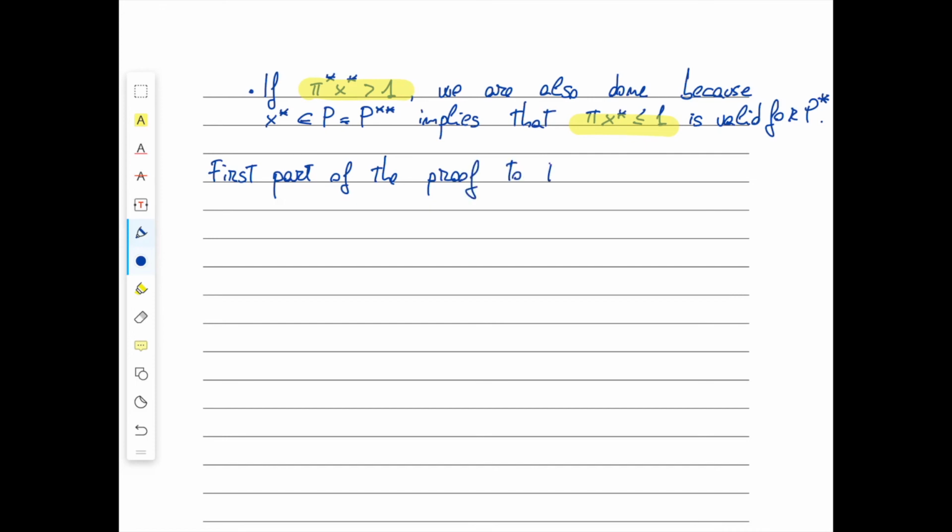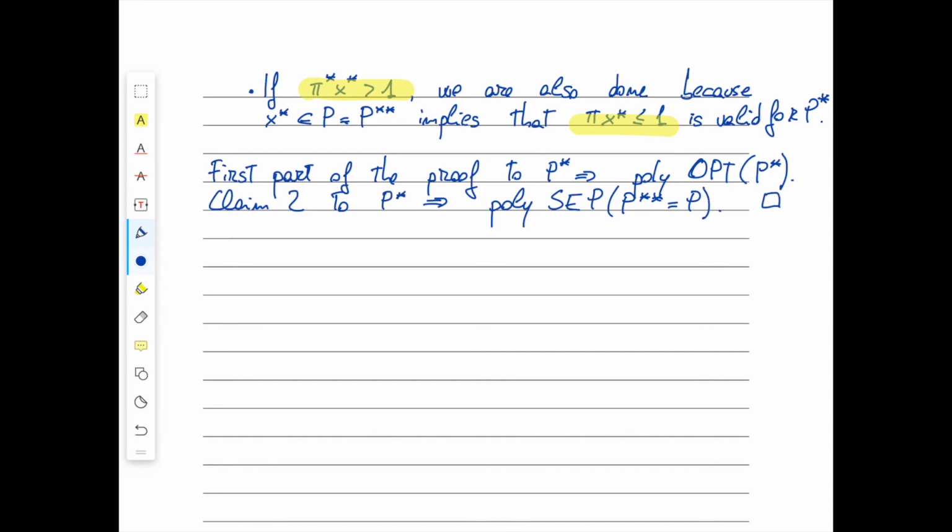Applied to P star implies that we have a polynomial optimization over P star. And then claim 2 applied to P star implies that we can solve in polynomial time separation over P star star, which is equal to P. And that's the end of our proof. So let's get back to the slides.